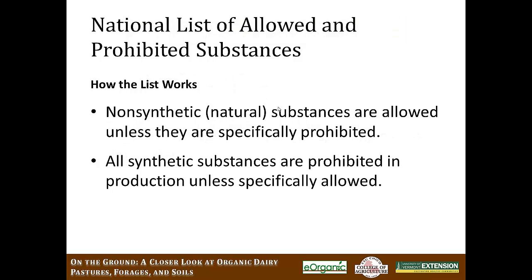So let's talk a little bit about how the National List works. It is a list which includes the non-synthetic or natural substances if they are prohibited. So basically all of the natural materials are allowed unless they are specifically prohibited by being listed in the prohibited list. And then on the other hand, all synthetic, non-natural substances are assumed to be prohibited unless they are specifically allowed and on the allowed list of synthetics.